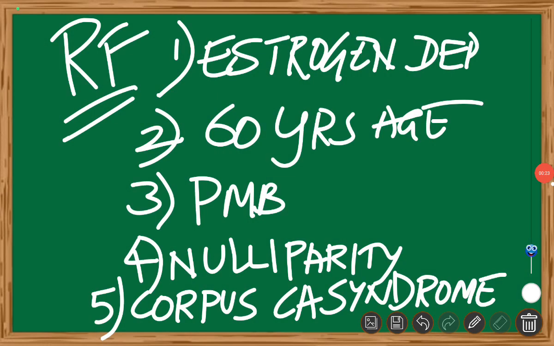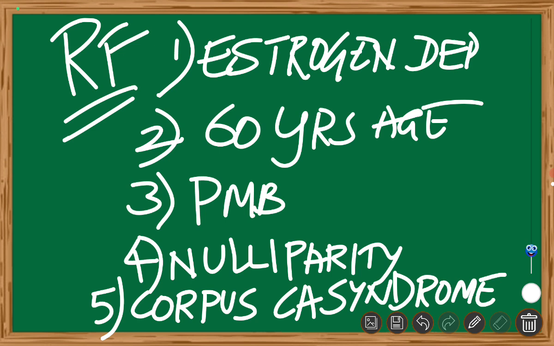Regarding the risk factors of CA endometrium, the most important risk factor is that it is an estrogen dependent cancer. Estrogen dependent cancer means conditions with unopposed estrogen exposure have a high risk for endometrial cancer. Persistent unopposed stimulation of the endometrium with estrogen is the single most important factor for the development of CA endometrium.